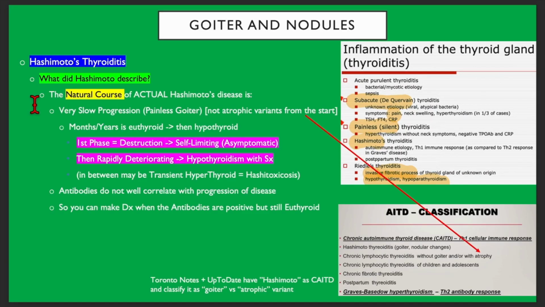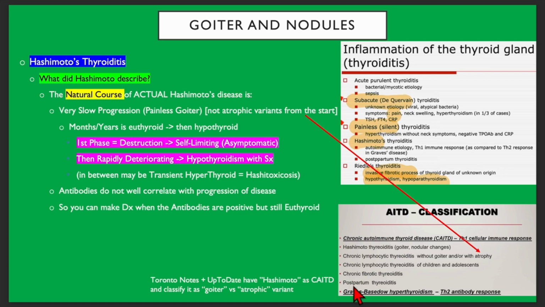So basically, the natural course of Hashimoto, what he actually described, is a very slow progressing, painless goiter, okay? So it's not an atrophic variant from the start, because there is a variant that is atrophic from the beginning. Some books, like Toronto Notes or UpToDate, have Hashimoto for all of these. They call all of these diseases Hashimoto, but Hashimoto only described the goiterous one, not the atrophic one. So some notes say Hashimoto disease can have goiter variant and atrophic variant, but it's not correct to use this approach, especially in pediatrics in first faculty.